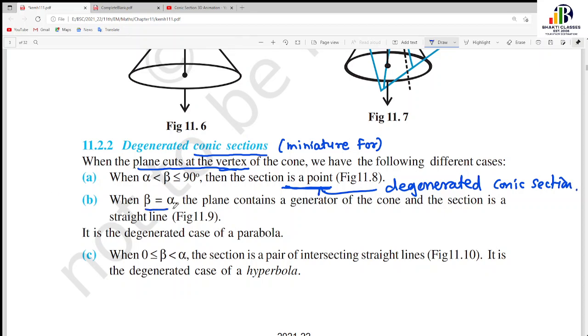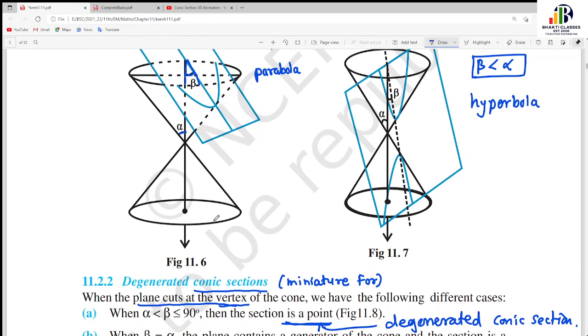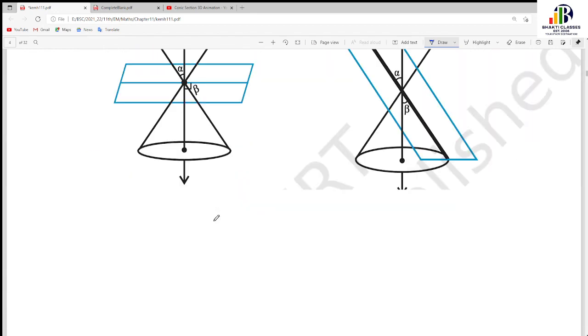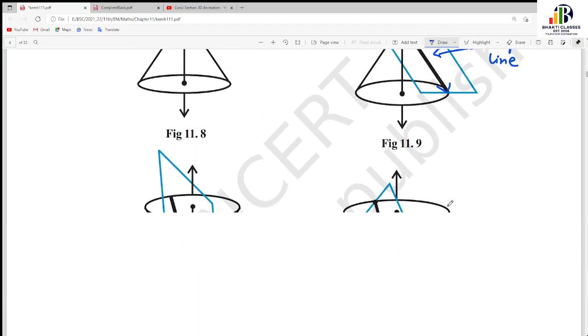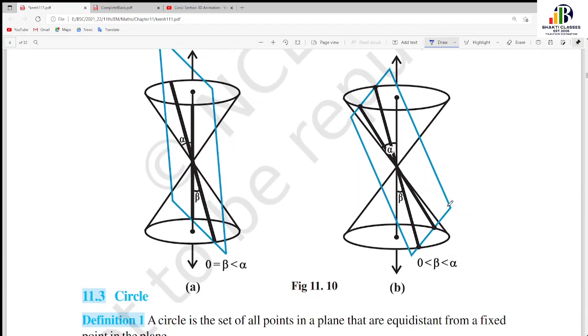If beta is equal to alpha, the plane contains a generator of the cone and the section is straight line. See here, the section is straight line in the figure. Here the section is a point. Here the section is a straight line. This line is a straight line. And this straight line is also a degenerated form of cone.